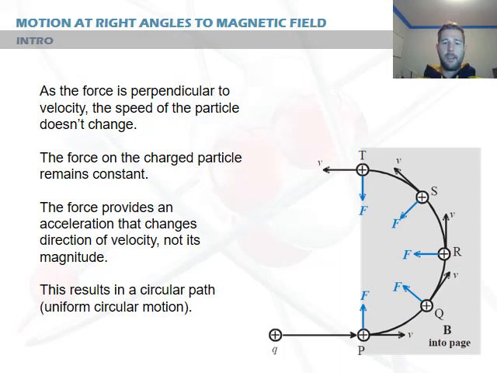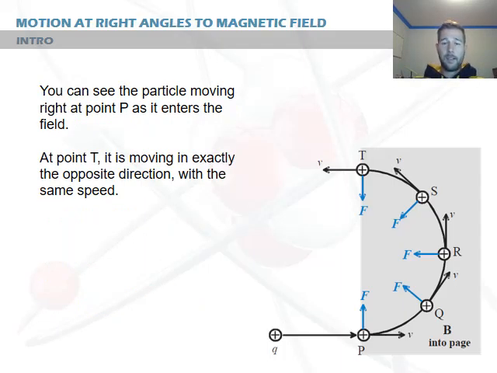Now what we can see here is that the force is perpendicular to the velocity and the speed of the particle doesn't change. That is, the magnitude of the velocity doesn't change. The force on the charged particle remains constant, and what this actually does is provide an acceleration that changes the direction of the velocity and not its magnitude. We end up getting a circular path of motion, as you can see in the diagram.